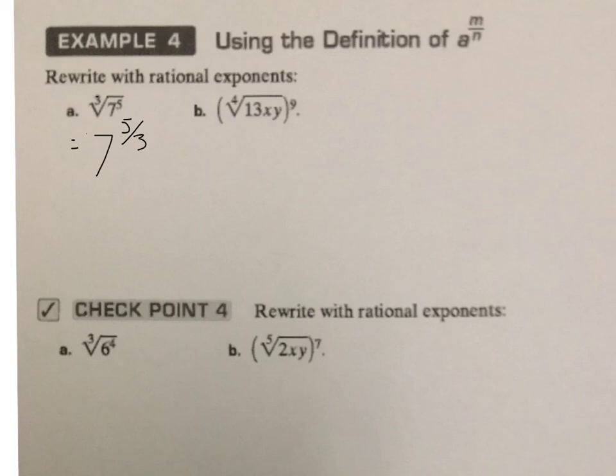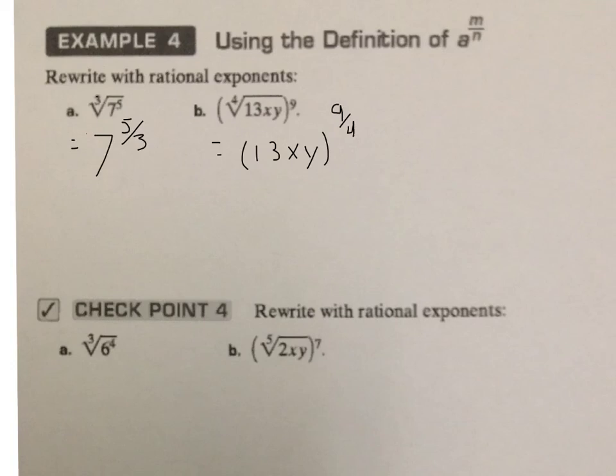All right, B, we're going to have 4 is our root, so that goes on the bottom of the fraction. 9 is going to go on top. So we're going to have 13xy, all of that raised to the 9/4. Okay, try your checkpoints.